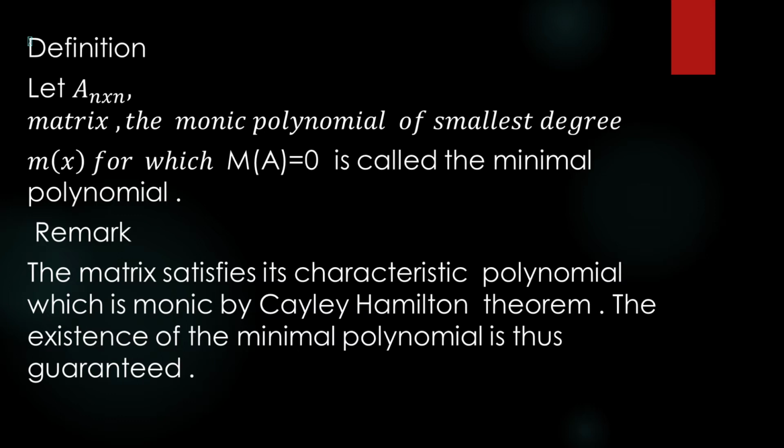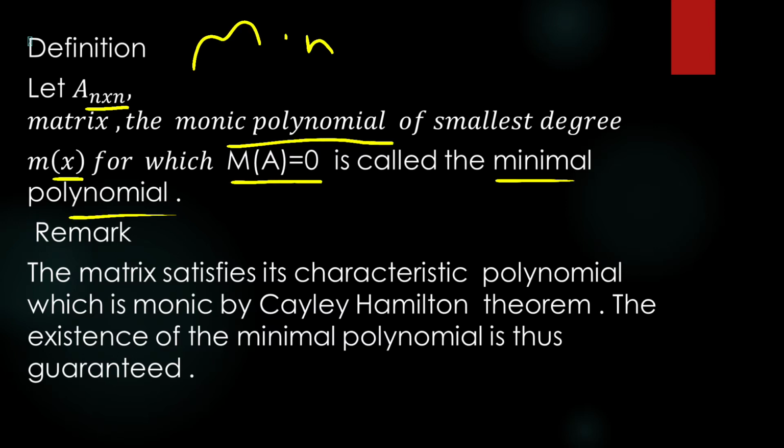Let's look at another definition here. So we have a square matrix A. Then the monic polynomial of smallest degree m(x), for which m(A) is equal to 0, is called the minimum polynomial. So this definition here is basically for what we normally call the minimum polynomial.